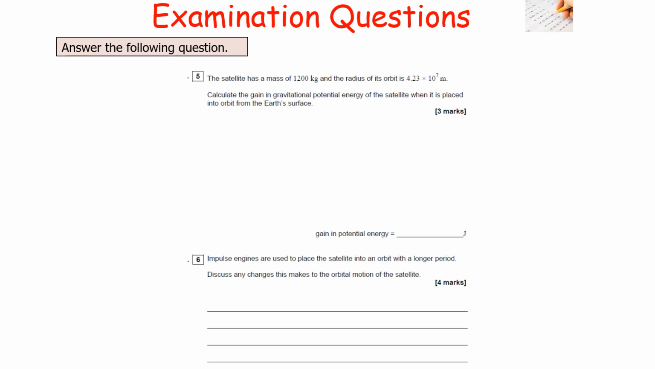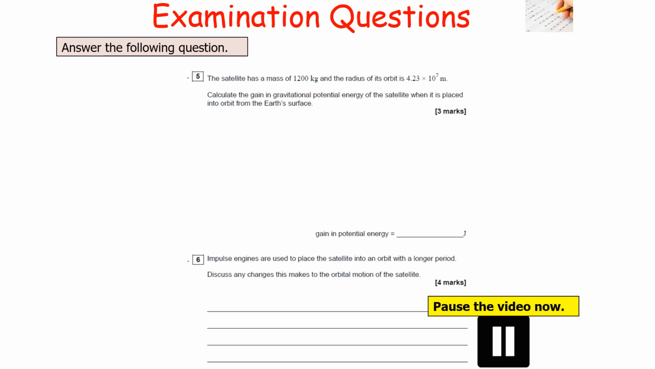The next question says the satellite has a mass of 1,200 kilograms and it has a radius of its orbit of 4.23 times 10 to the 7 meters. Calculate the gain in gravitational potential energy of the satellite when it's placed in orbit from the Earth's surface, and then impulse engines are used to place the satellite into an orbit with a longer period. Discuss any changes this may make to the orbital motion of the satellite. So pause the video now, then unpause the video when you want to go through your answer.